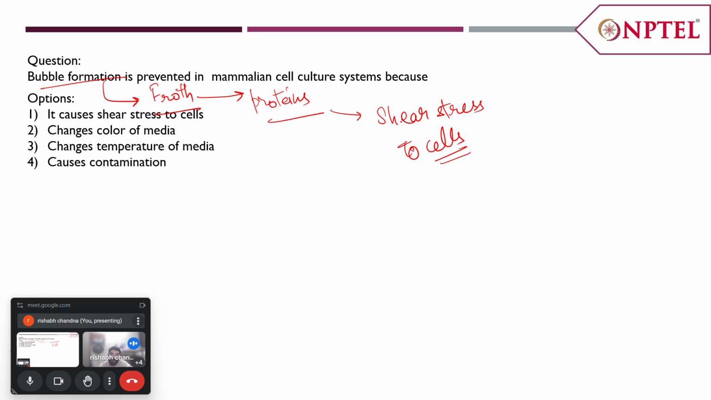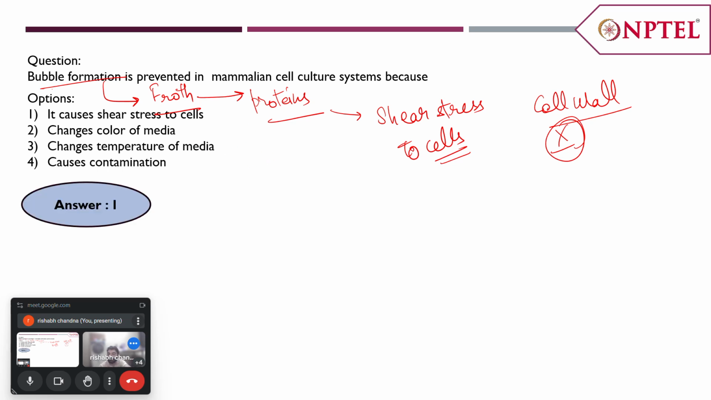Okay, so that is why we avoid bubble formation in case of a mammalian cell culture system. And as you can see that the bacterial and the plant cells have a cell wall, so those are more stable in a culture condition, but in case of a mammalian cell the cell wall is not present. They only have the plasma membrane, so they are more sensitive to any shear or osmotic stress that is present in the medium. So we avoid the shear stress by preventing the bubble formation in a medium. So the correct answer is option number 1.